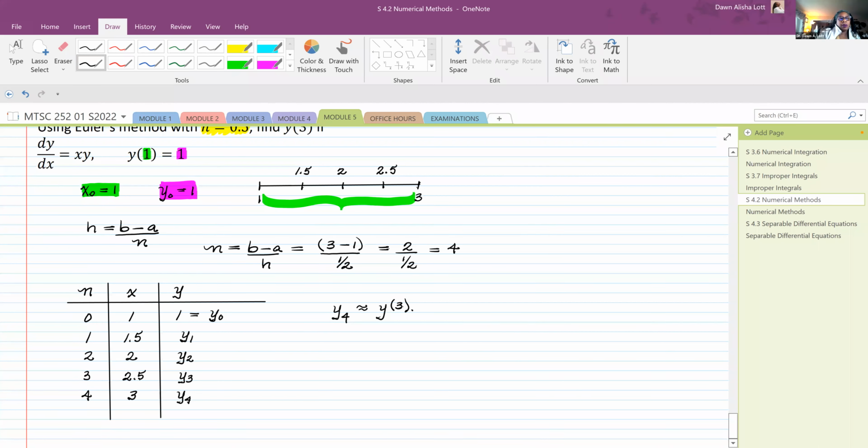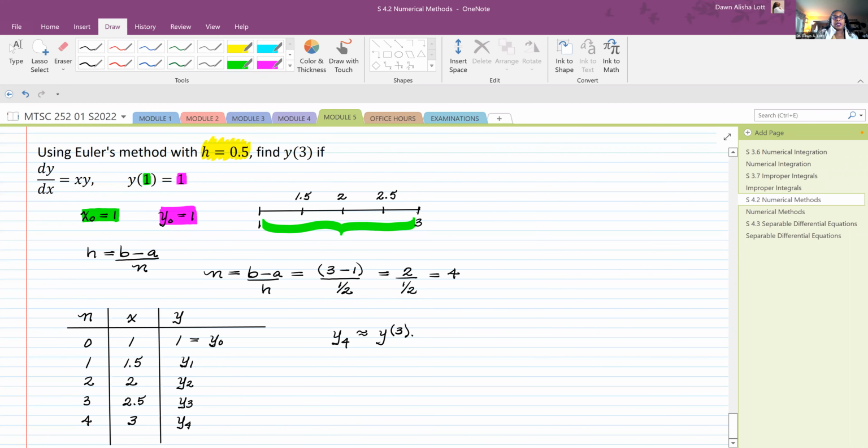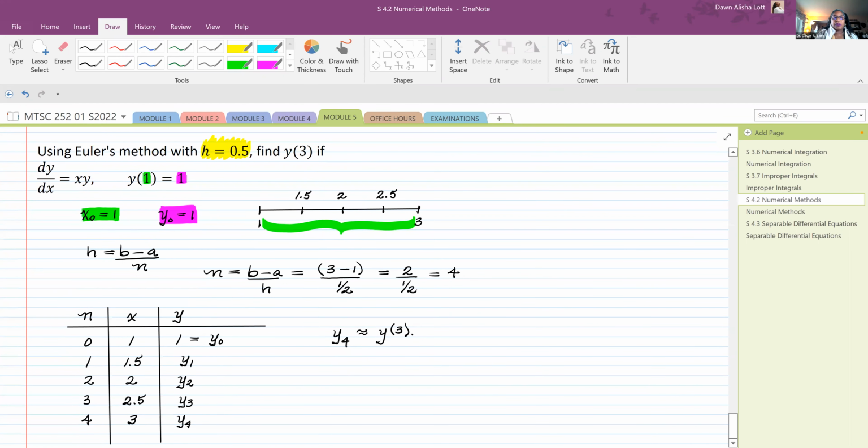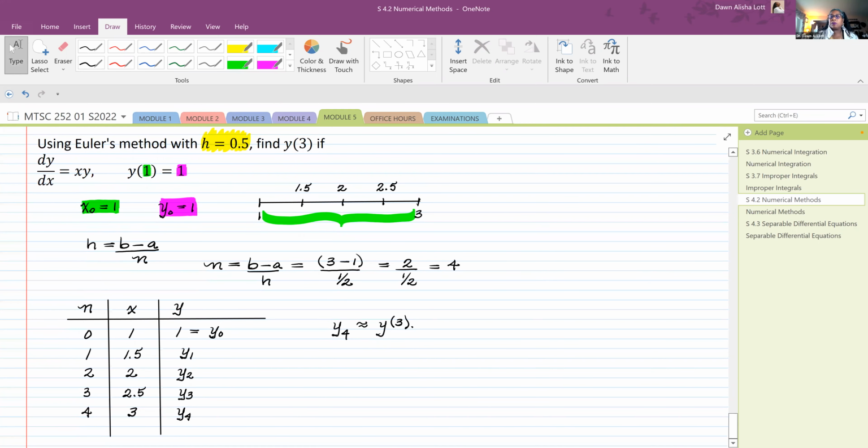So now, in order to find y1, what do we need? We need our function value f at x, y. So what is f of x, y if we go back to the form that we were solving? Anyone? What's f of x, y?